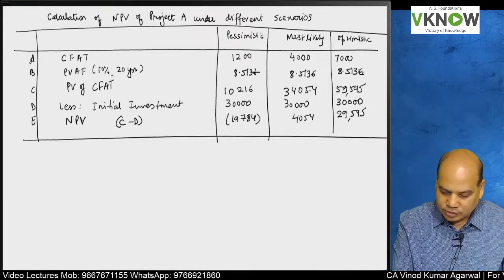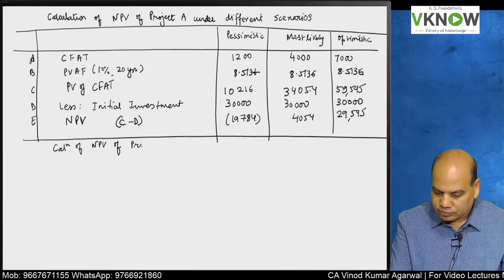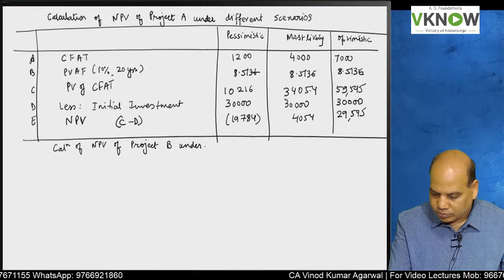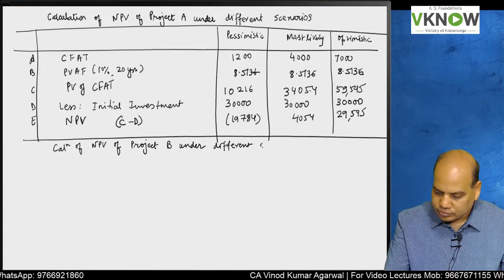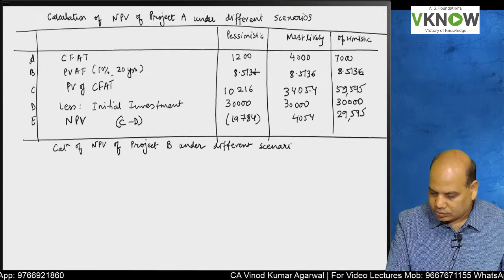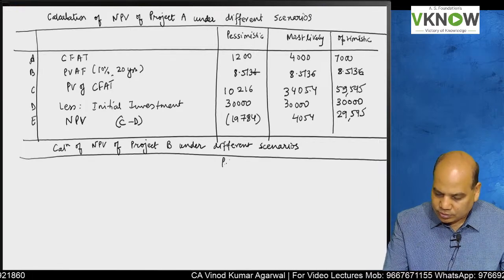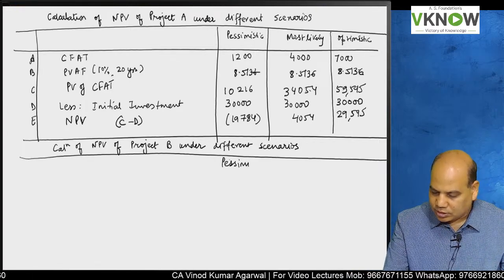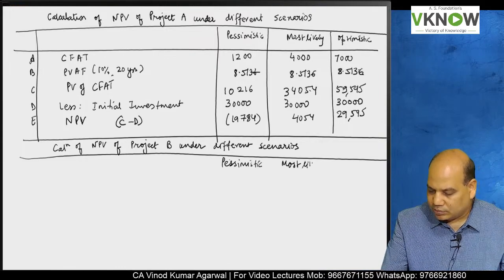Now write down in the same way, calculation of NPV of project B under different scenarios, pessimistic, most likely, optimistic.